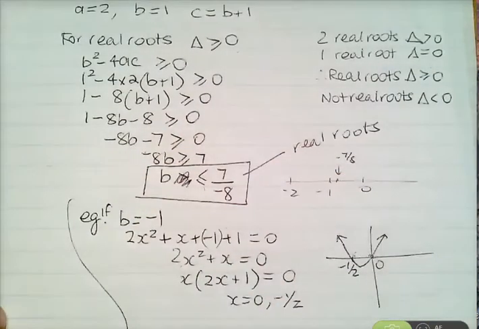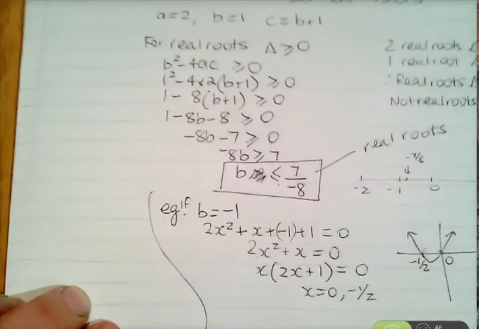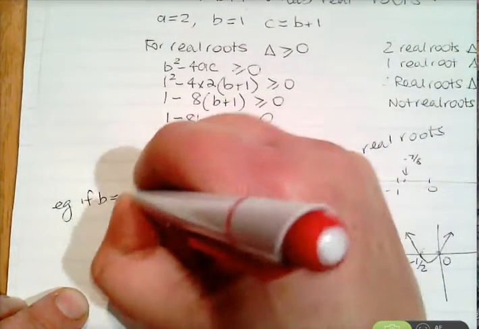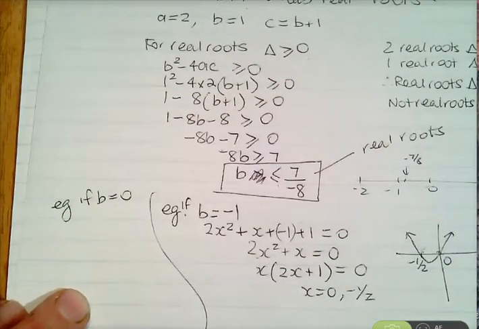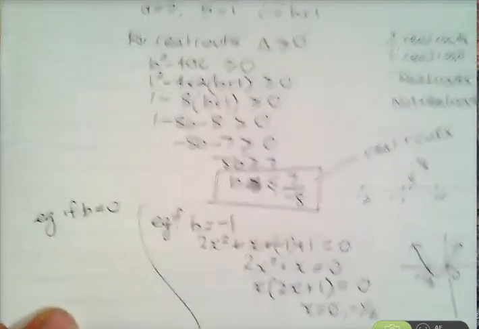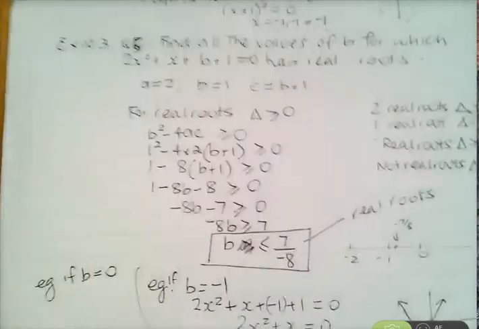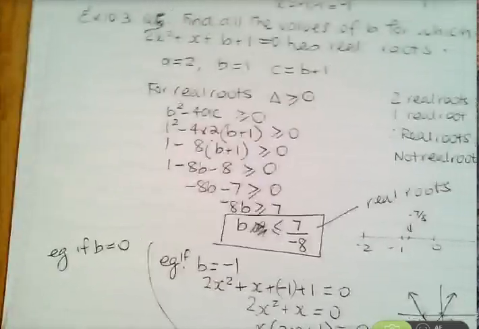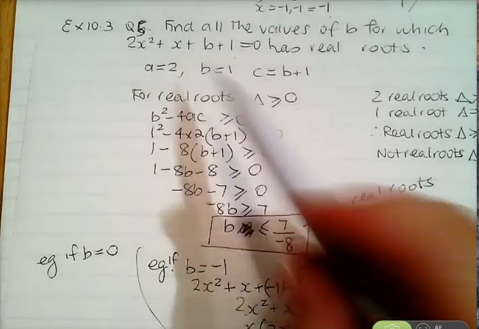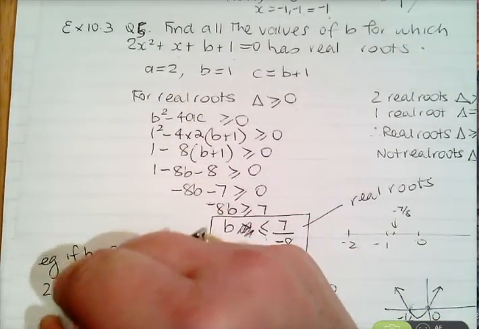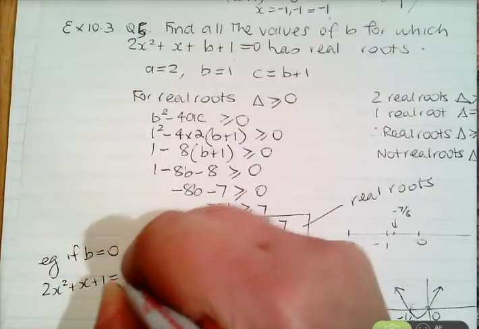Let's look at a scenario where b is not less than or equal to -7/8. For example, if b equals 0, which is greater than -7/8, I'm expecting not real roots. So let's have a look at that. If b equals 0, my original function would be 2x squared plus x plus 0 plus 1. In other words, it would be 2x squared plus x plus 1 is 0.